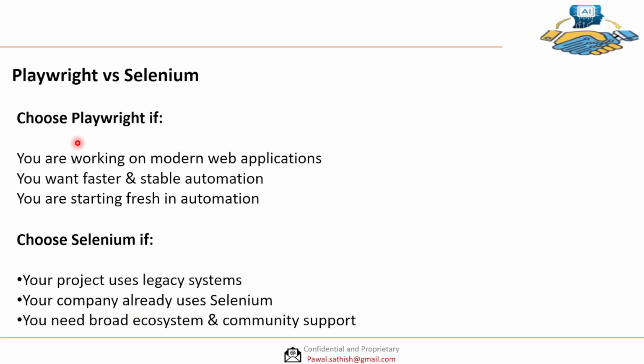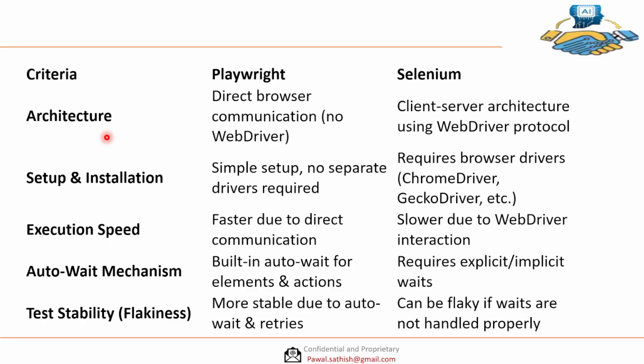So here we'll say choose Playwright if you are working on modern web applications, you want faster and stable automation, or you are starting fresh in automation. But you need to select Selenium if your project uses a legacy system, your company already uses Selenium, or you need a broad ecosystem or community support. Then definitely Selenium is the best choice. Otherwise, we'll go ahead with Playwright.